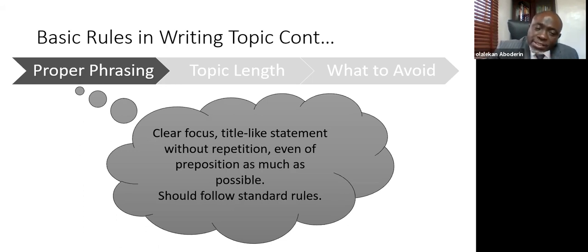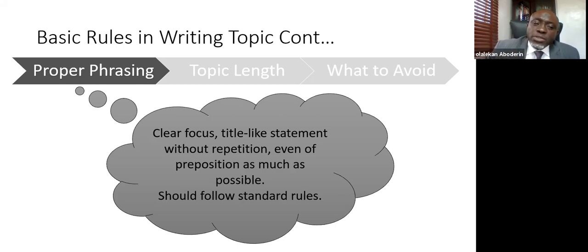And in writing it, framing it properly requires that as much as possible, you avoid repetition. Even keywords should not be repeated, not to talk of prepositions. In some cases, it might be practically difficult, but it's part of the guiding rules that we should avoid repetition in our sentence, in our topic sentence.